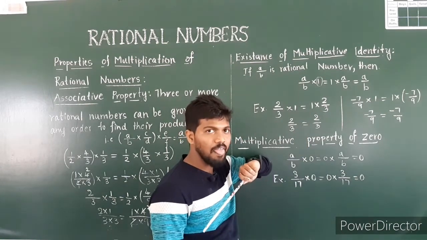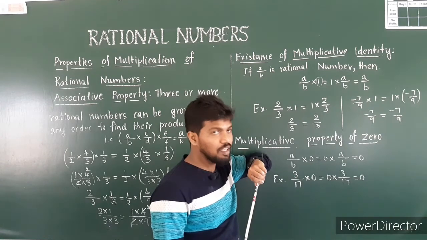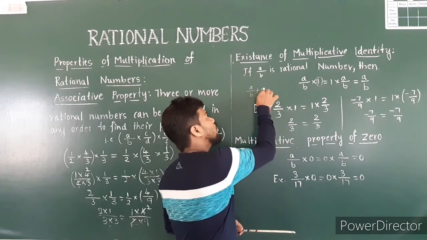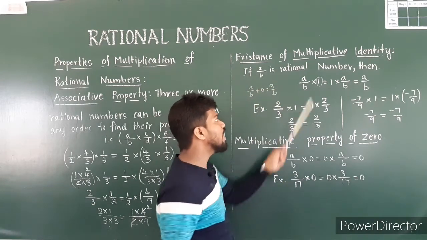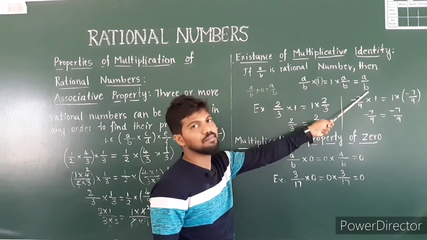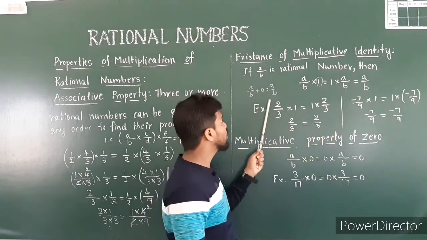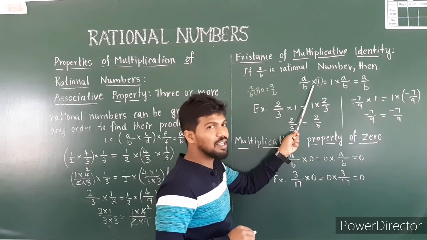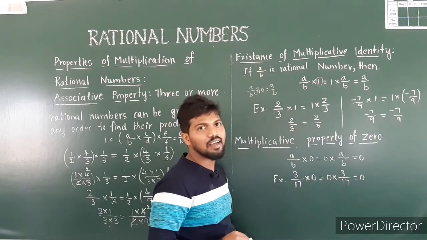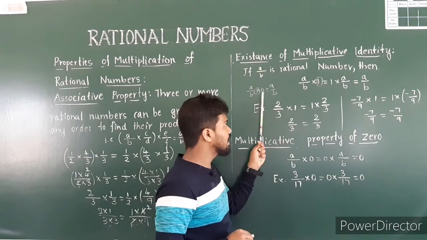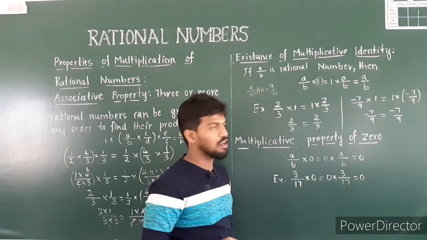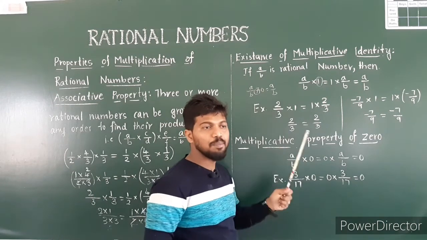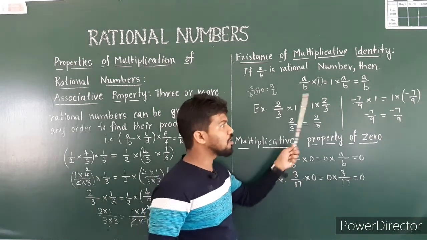In addition, 0 is called the additive identity. Why? You know that A by B plus 0, you get the same. Correct? In the same way, A by B into 1, you get the same. Correct? A by B, A by B. So here it is plus, additive identity. Here it is multiplication, so multiplicative identity. Understood? So additive identity is 0, multiplicative identity is 1. Now you compare with addition. You have to compare all the properties with addition. Then you will understand very well.